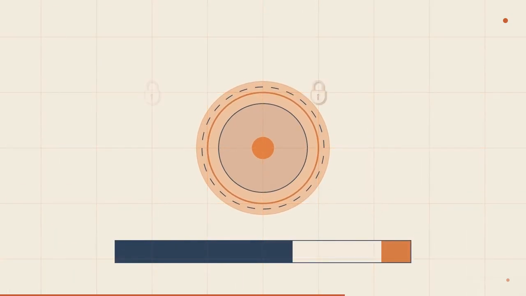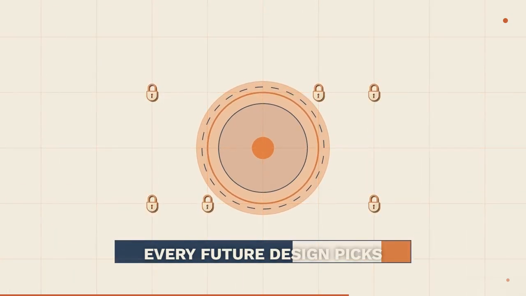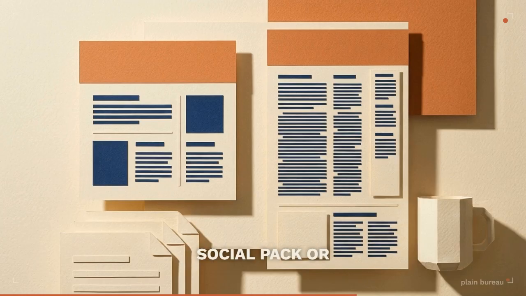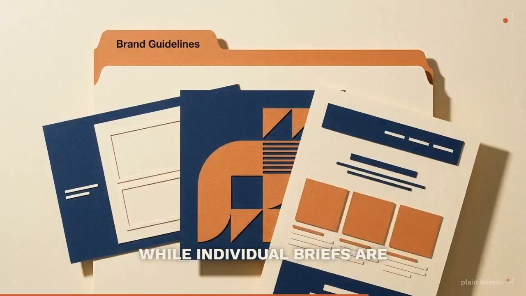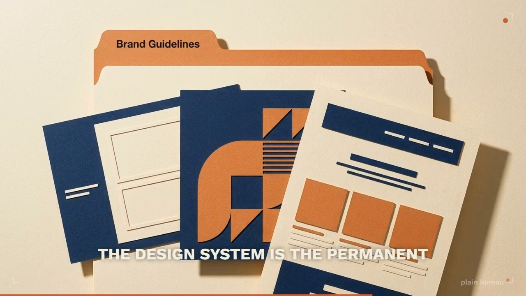Once established, every future design picks up these rules automatically. Whether you are building a marketer's social pack or a founder's one-pager, the output remains perfectly consistent with the brand. While individual briefs are disposable, the design system is the permanent asset that protects your brand identity at scale.